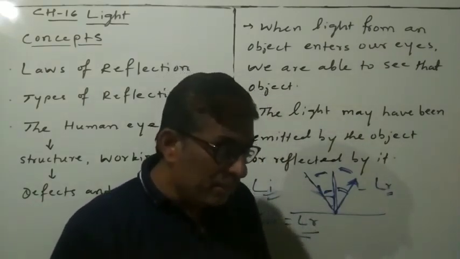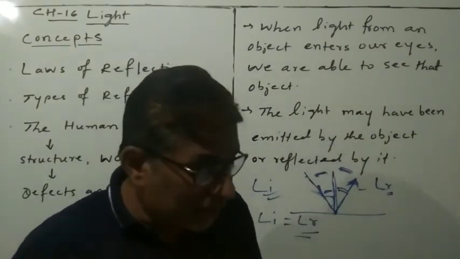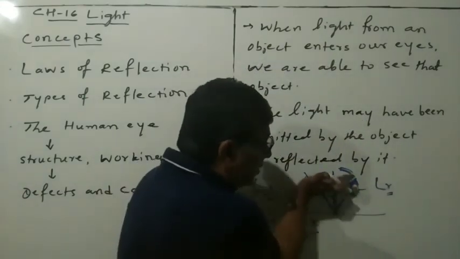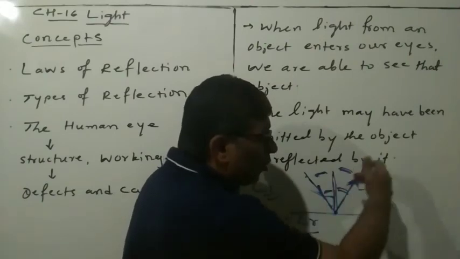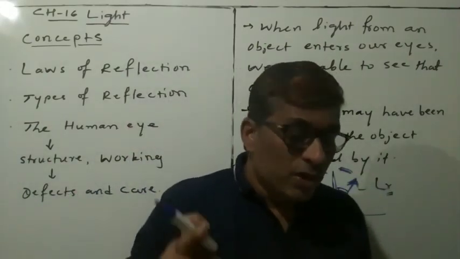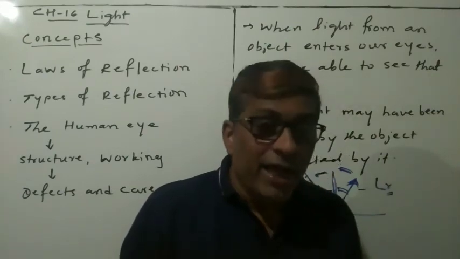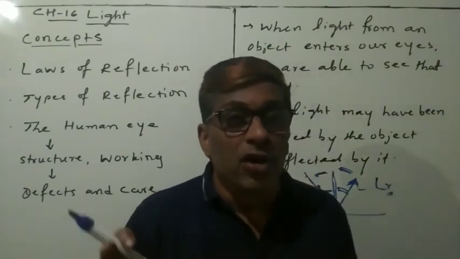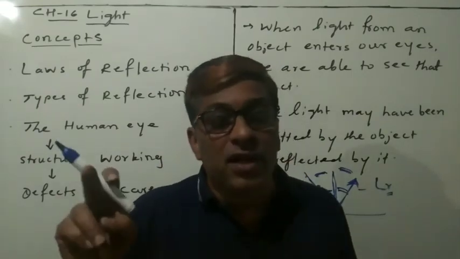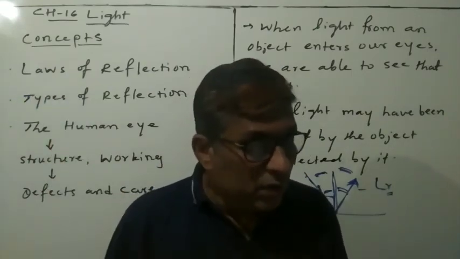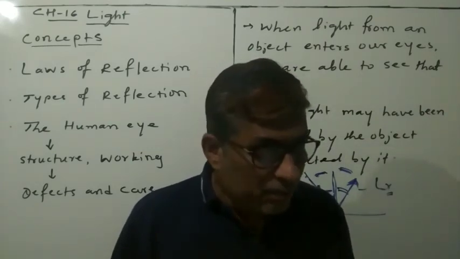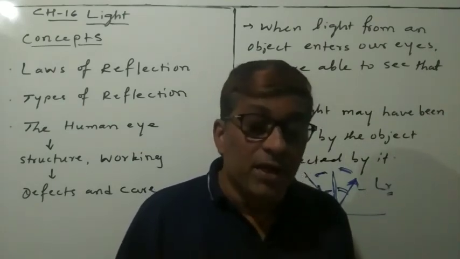lie in the same plane. They all lie in the same plane, not in another plane. So this is the second law. The first law is the angle of incidence is equal to the angle of reflection. And the second law is the incident ray, the reflected ray, and the normal drawn at the point of incidence lie in the same plane.